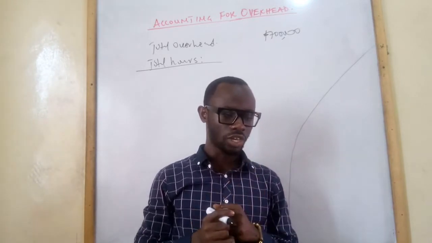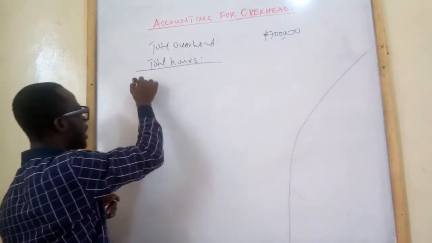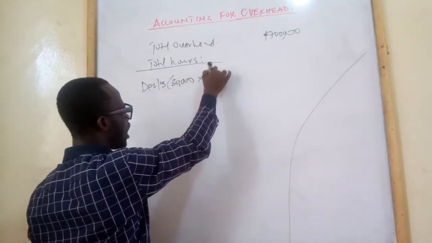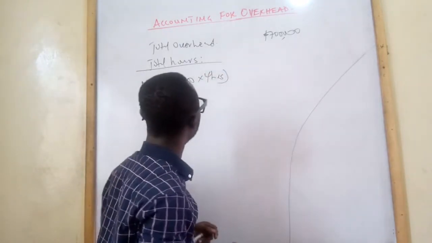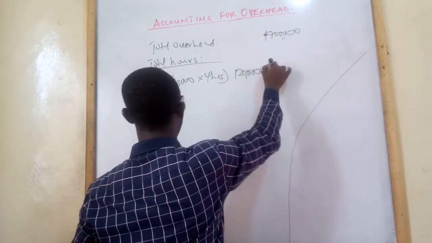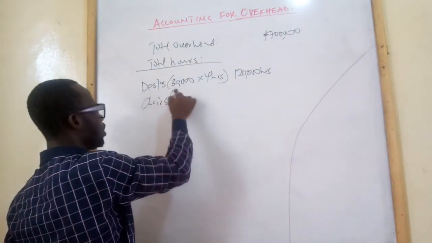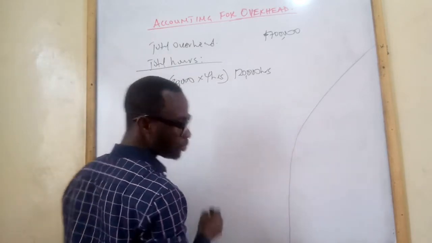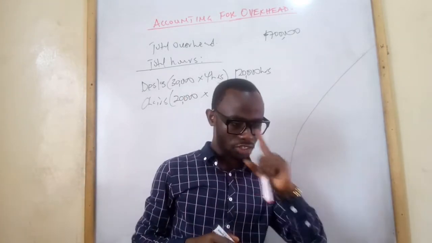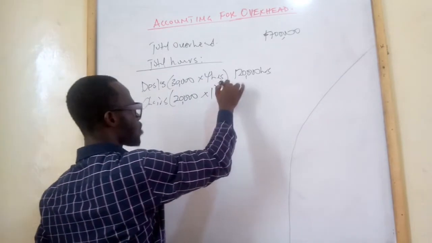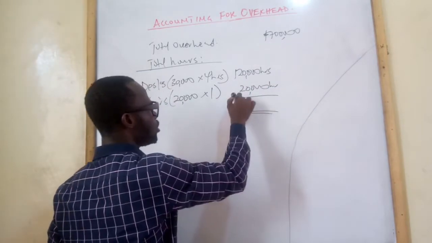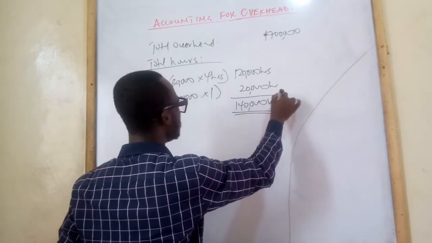We are told from the question that the company has a budget of producing 30,000 desks, and each desk is going to take 4 hours. So for the desks, it's going to take 30,000 desks times 4 hours per desk. So 30,000 by 4, that should be 120,000 hours. Then for the chairs, we are told that we are going to produce 20,000 chairs, and each chair takes an hour. And so that's going to be 20,000 hours. So the total hours is going to be 140,000 hours.